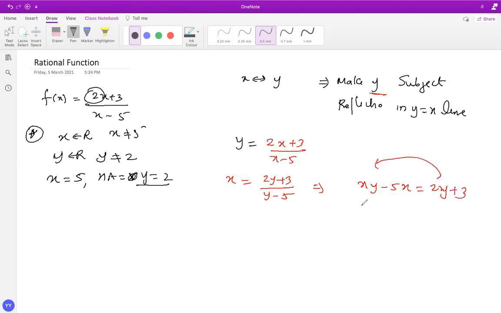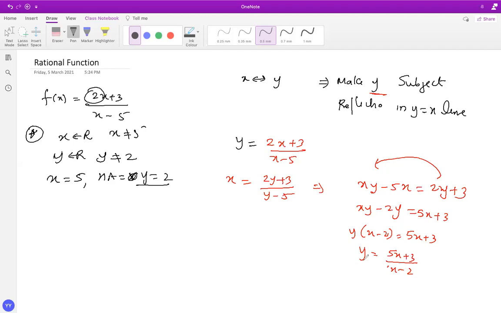Now you bring y terms one side. So xy minus 2y equals 5x plus 3. So y times (x minus 2) is 5x plus 3. So y equals (5x plus 3) over (x minus 2). So that's your inverse function here.